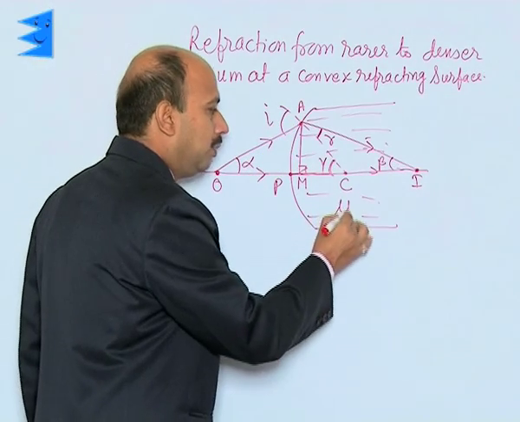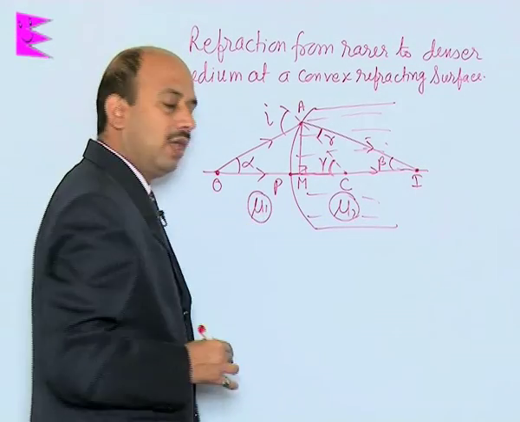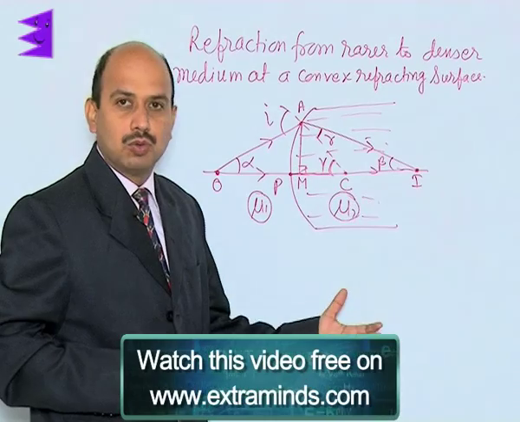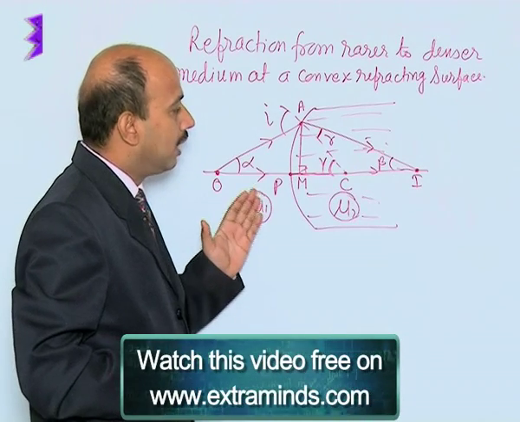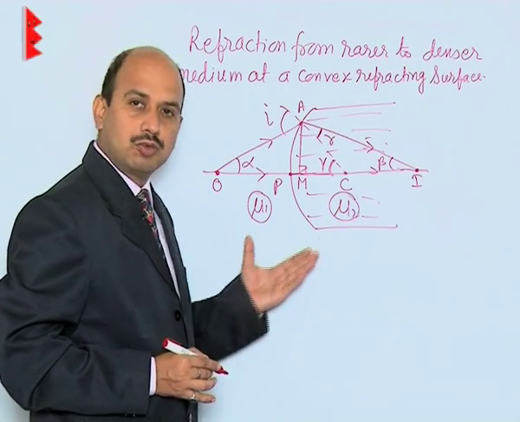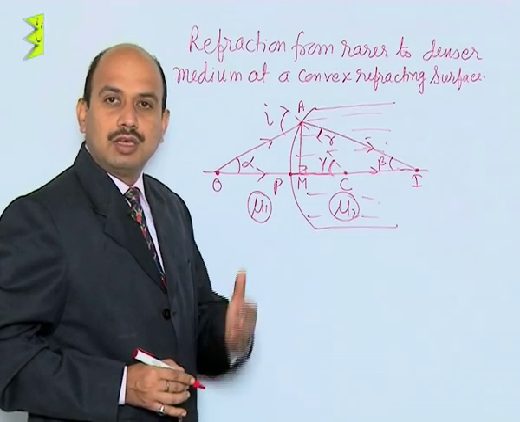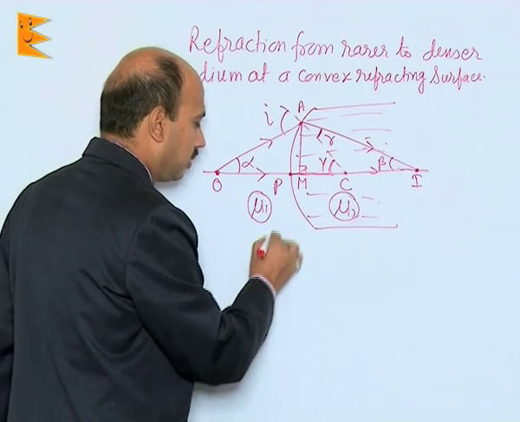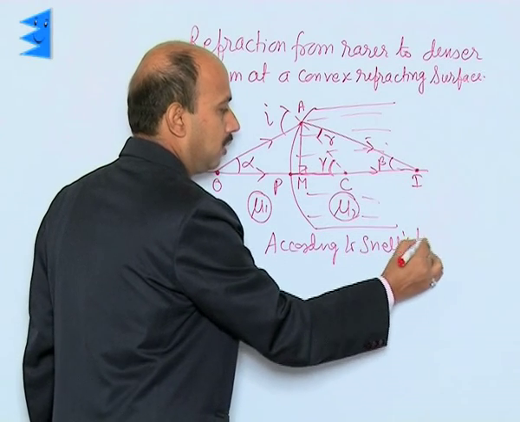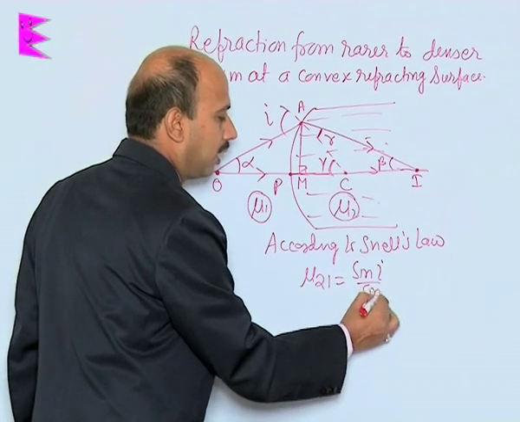Now here this medium has got refractive index mu2 and this medium has got refractive index mu1, if it is not air, otherwise here you can write 1, but here I am giving the values mu1 and mu2. So rays of light are going actually from rarer to denser medium. So now we have to get the relation between refractive index of these two media, radius of curvature, object distance and image distance. So see here, according to Snell's law we can write mu21 is equal to sin i upon sin r.